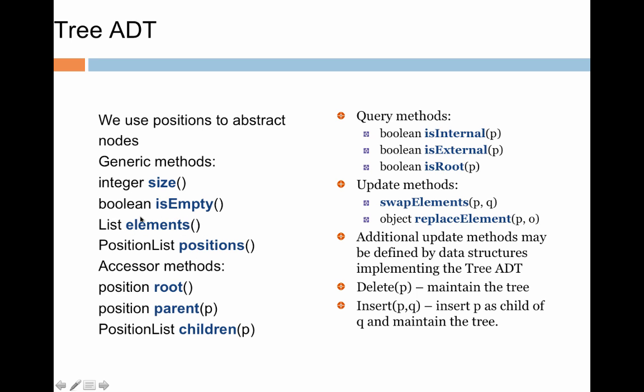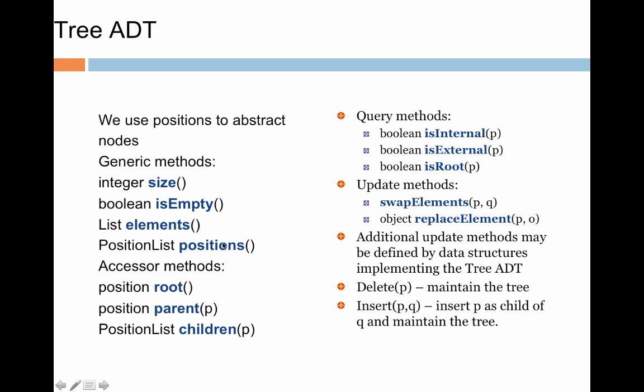The elements method lists all the elements which are in the tree. The positions method lists all the positions or all the nodes in the tree, right? Now, of course, the output of the positions method is not clear. All that you have to imagine is that the positions method returns a list of pointers to individual positions or individual nodes in the tree. I repeat, it will be a list of positions, and every element in this list will be a pointer to a node in the tree.